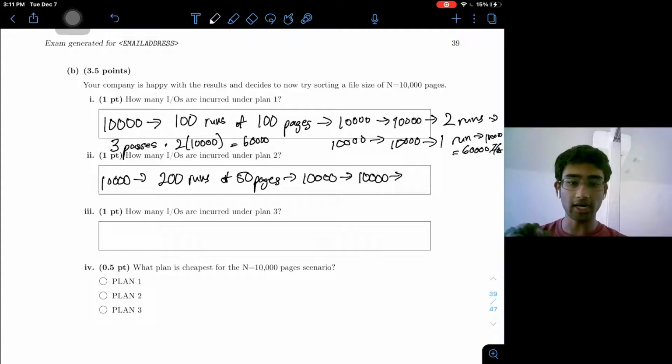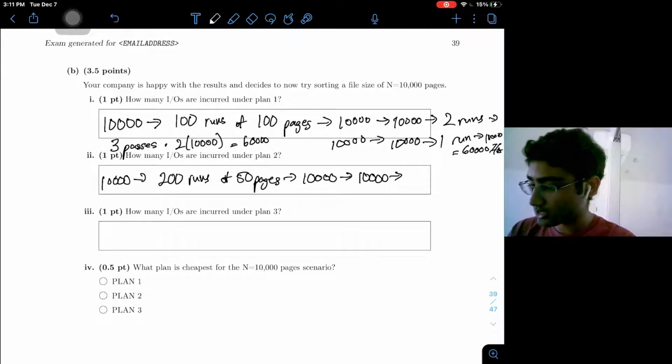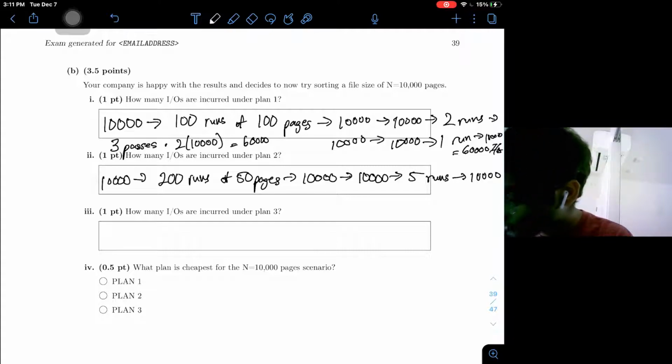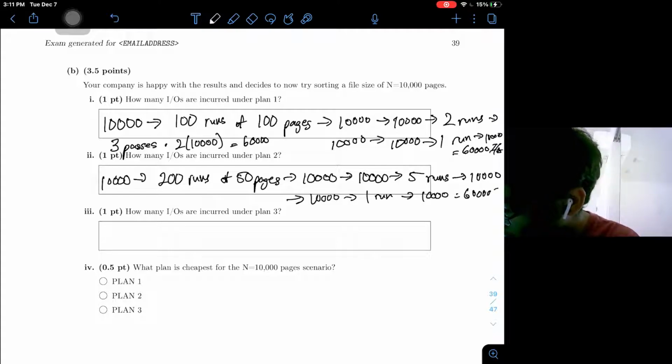We merge 49 of them. We merge another 49 of them. We merge another 49 of them. We merge another 49 of them, and then the remaining 4 get merged together as well. So now we have 5 runs, and we write those to disk. Then we read them back in. We merge all the runs together, so now we only have 1 run, and then we write that to disk. And this is also 60,000 IOs.